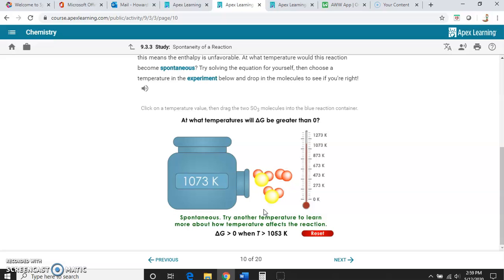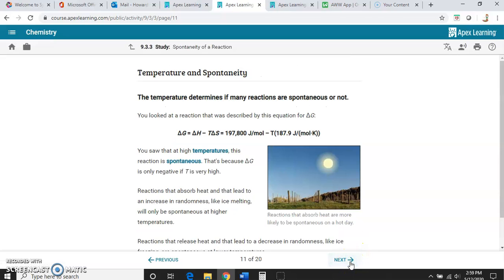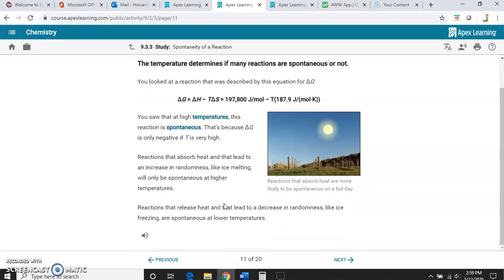So spontaneous was at 1073 Kelvin. Remember, when we talk about Kelvin, it's a positive number for temperature, so that is why we use Kelvin. We need it to be positive. The temperature really determines if reactions are spontaneous or not. We saw that at high temperatures, that last one, the reaction is spontaneous. It happened on its own, because we want this change of G, this Gibbs free energy, to be negative, and it's only negative for that reaction if the temperature is very high.